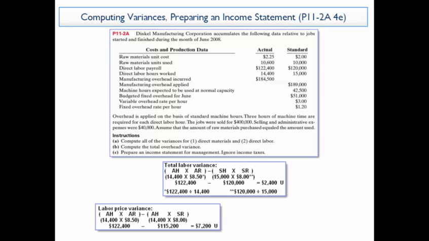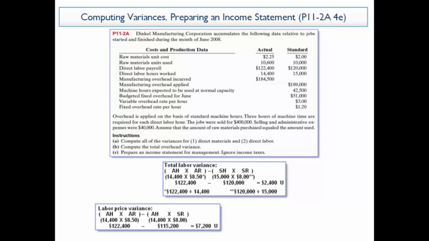And now that we know the actual hours and the actual rate and the standard rate from what we calculated when we looked at total labor variance, we then multiply the actual hours times the standard rate. And when we do that, we get 14,400 actual hours times $8 at standard, or $115,200. When we subtract the $115,200 from the 122,400 of labor price variance, we come up with an unfavorable variance of 7,200, and this is all labor price variance.